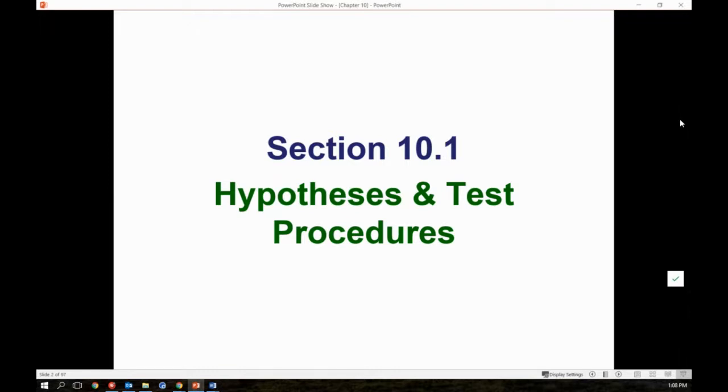Now today we're just going to set up these hypotheses. We're not going to actually solve any problems mathematically, so there won't be any math involved today. We're just setting up the problem.